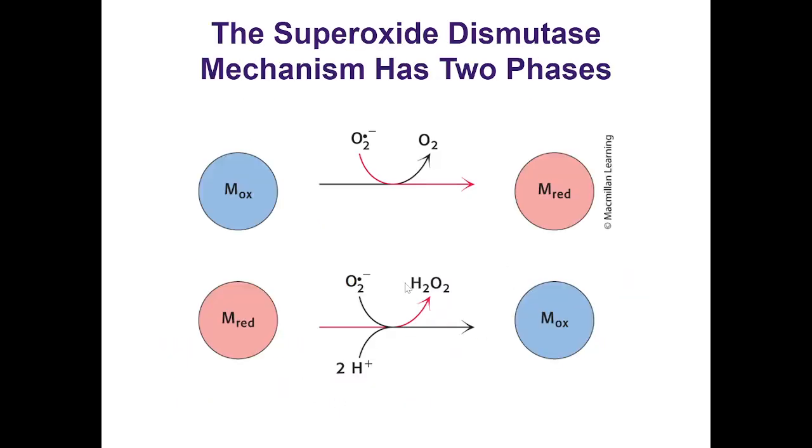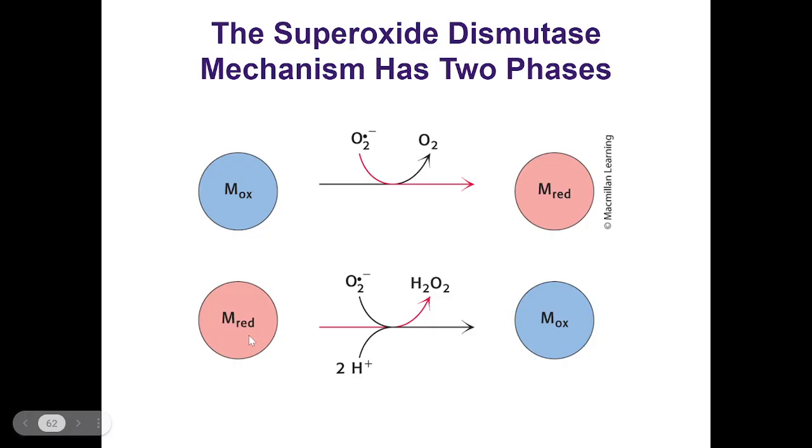This is the superoxide dismutase mechanism. We have two phases here. We have the oxidized state. It's going to then take on an O2 free radical anion. This is going to give you an O2. This is going to give you the reduced state because we took an electron away, right?